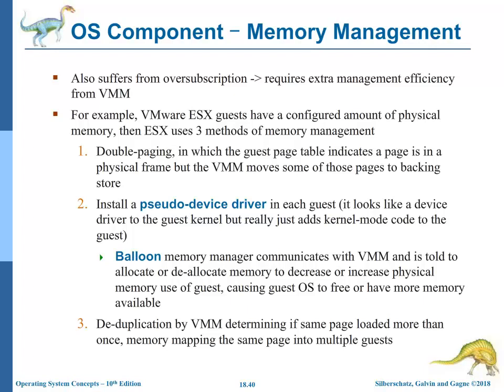The third common method for reducing memory pressure is for the VMM to determine if the same page has been loaded more than once. If this is the case, the VMM reduces the number of copies of the page to 1 and maps the other users of the page to that one copy.